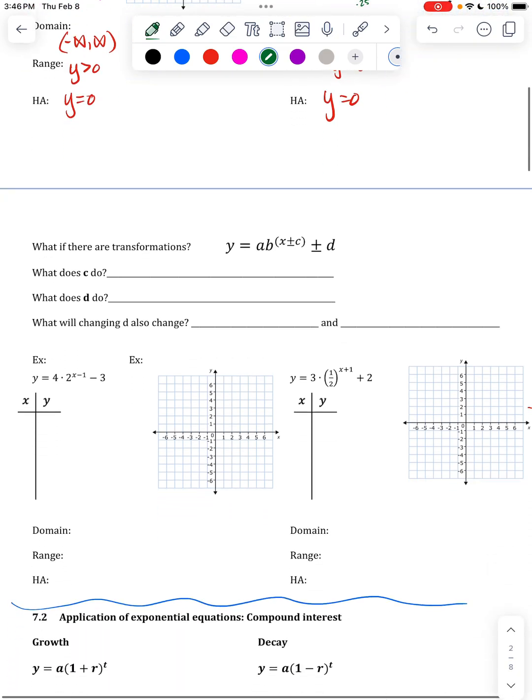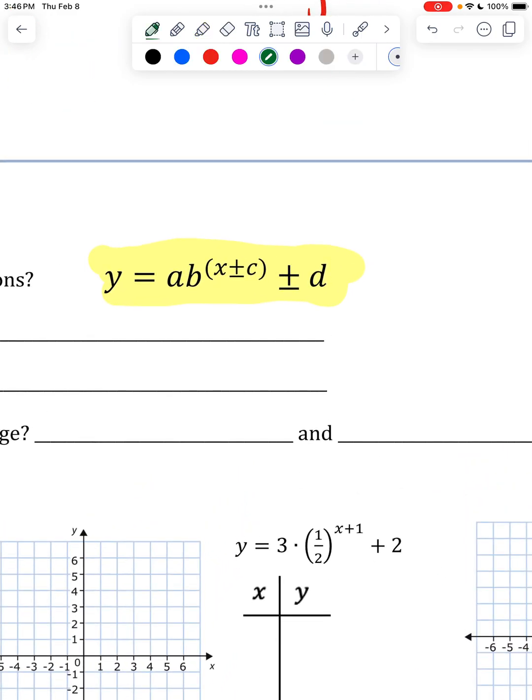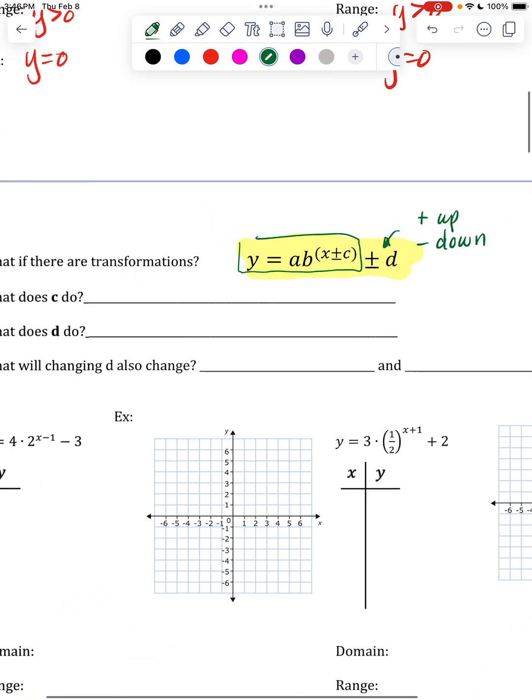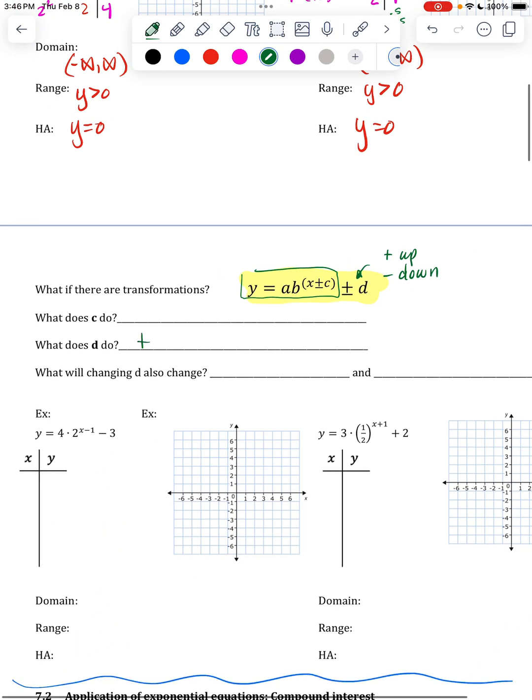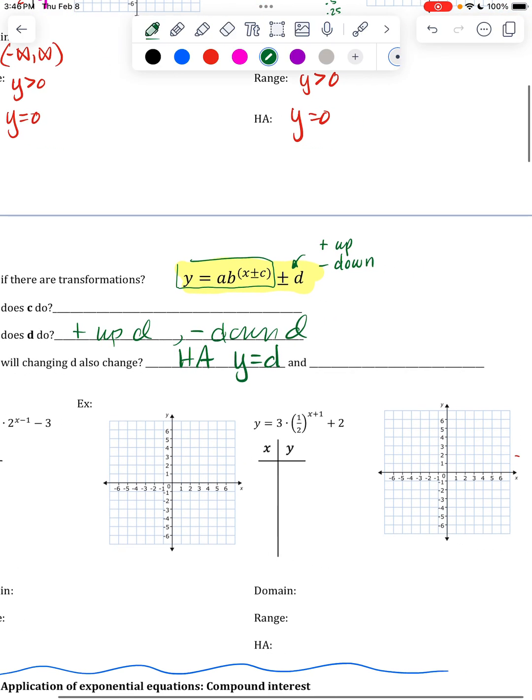All right, then we have done this with every single kind of graph we've ever graphed. What happens as you do some transformations? In every single graph we've done, this number at the end that's added or subtracted, like here's our core problem right here, is added after. A positive moves it up and a negative moves it down. In this case, that's significant because a positive is going to move it up D units, a negative is going to move it down D units. That is going to take the horizontal asymptote with it. So now it's going to be located at that D value.